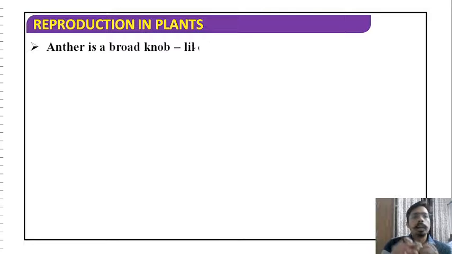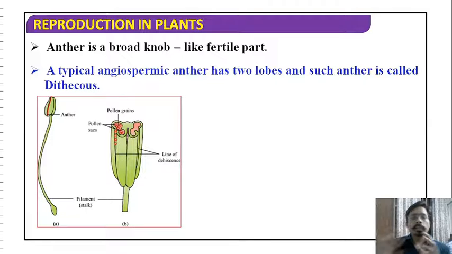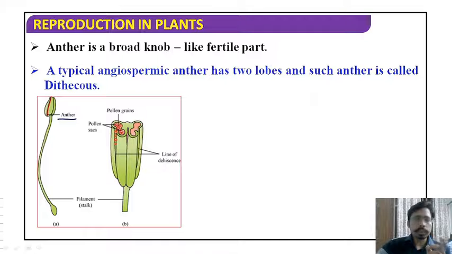So while we are looking at the structure of an anther, we can say anther is a knob-like structure which is the fertile part of the stamen. In this anther there will be two things. Here there are pollen sacs, and these are the pollen grains, and these pollen grains are present in the pollen sac.